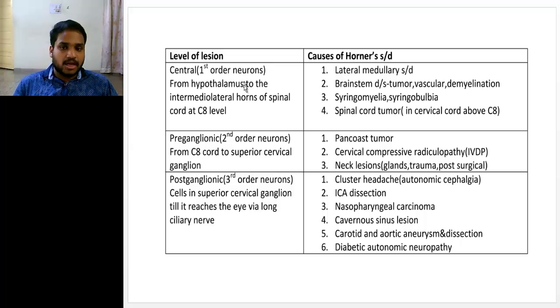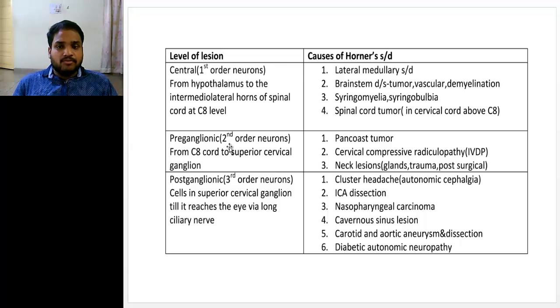What are the causes for a lesion at the first order neurons? One is lateral medullary syndrome, which we would discuss. And brainstem diseases, again sympathetics would be affected, right? And syringomyelia, that is nothing but the central canal of the spinal cord enlarging, right? So that is syringomyelia, syringobulbia, all these can compress the sympathetics. And spinal cord tumors, that is in the cervical cord above C8 level, can also cause Horner syndrome.